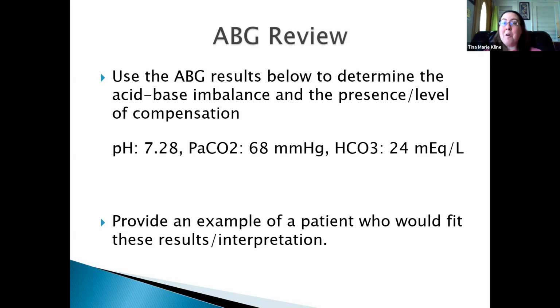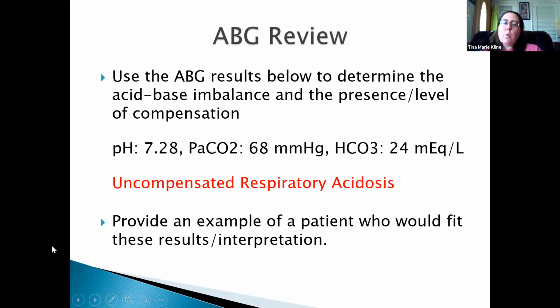24. It's normal. There's no compensation here because with compensation, the bicarb would be moving in the opposite direction. It would be trying to increase to balance out that pH. So this is truly uncompensated respiratory acidosis. Now, in the chat box, who is this? Give me an example. There's several things that could happen, but give me an example. Who would have uncompensated respiratory acidosis?